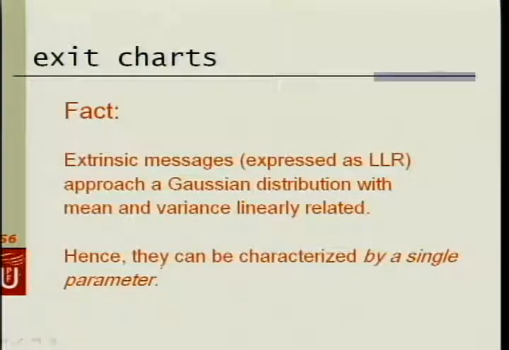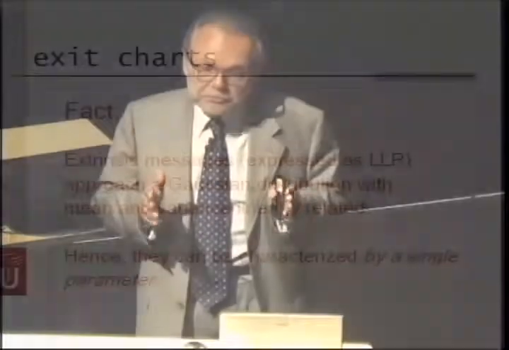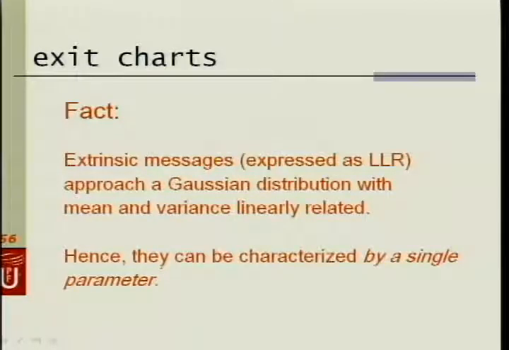There is an experimental fact that the extrinsic messages, expressed as log likelihood ratios, I'll return to this in a moment, approach a Gaussian distribution. With a Gaussian distribution, we need only two parameters, but there is something better than that. Mean and variance of this Gaussian distribution are linearly related. Okay? So we need only one parameter to study the evolution of that Gaussian distribution. Well, to the extent that the distribution of the extrinsic message is actually a Gaussian distribution, which is approximately true, especially when the noise is not too small. I'll return to this.